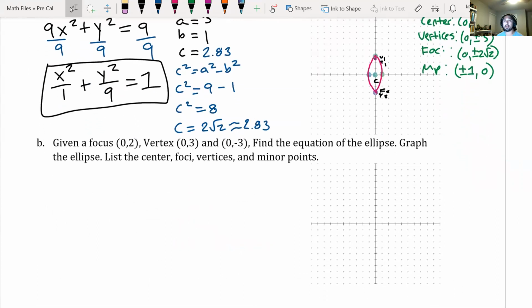I'll give you like 2-3 minutes, go ahead and try this one out. Given a focus at 0, 2, vertex at 0, 3, 0, negative 3, find the equation of the ellipse, graph it, and label everything. So try it out, guys.